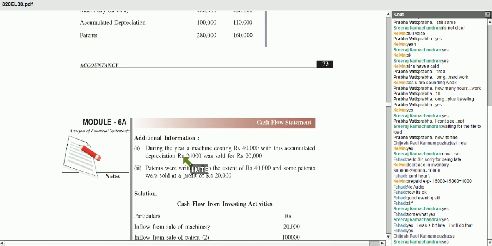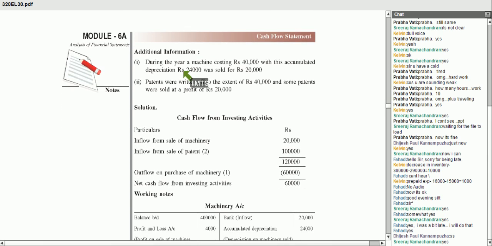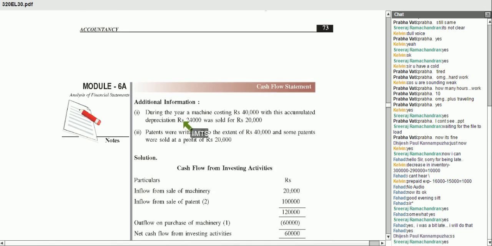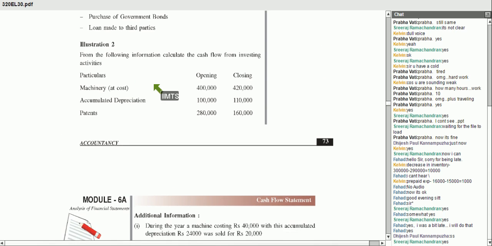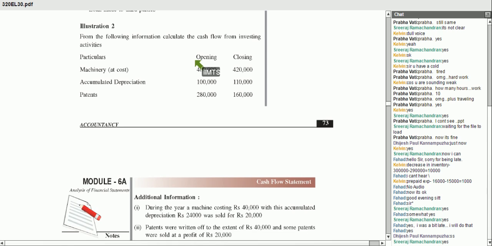Right. Now let's see how to solve this. What we have to calculate. We have to calculate the cash flow from investing activities.